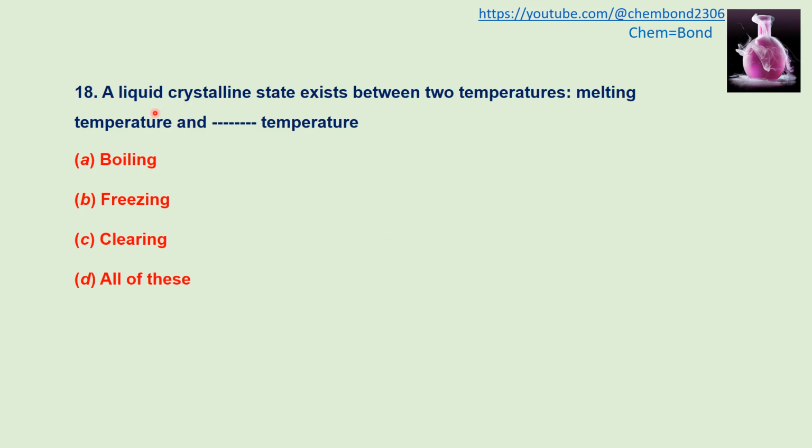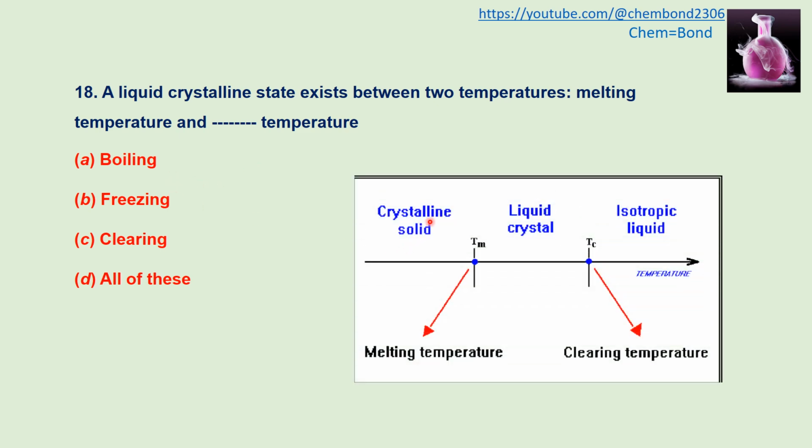A liquid crystalline state exists between two temperatures, melting and dash temperature: boiling, freezing, clearing, or all of these. The crystalline state, after the melting temperature, is converted to liquid crystal, and the liquid crystal, after passing through the clearing temperature, is converted to isotropic liquid. So the liquid crystal is the state that is in between the melting temperature and the clearing temperature. So the answer is clearing temperature.